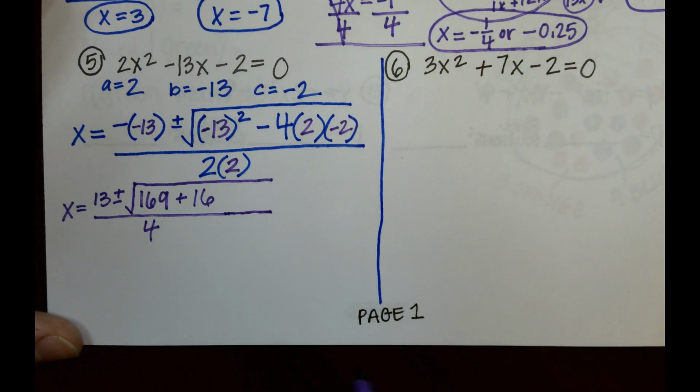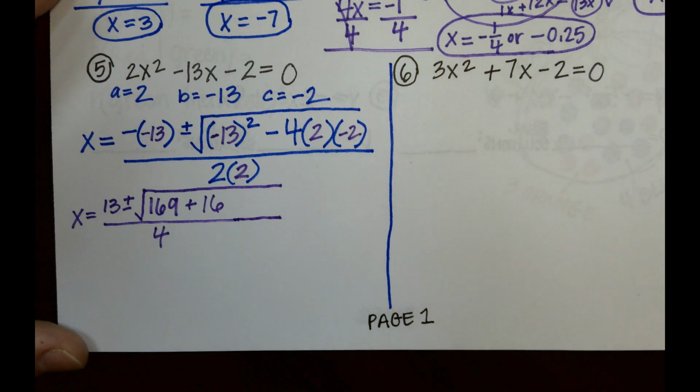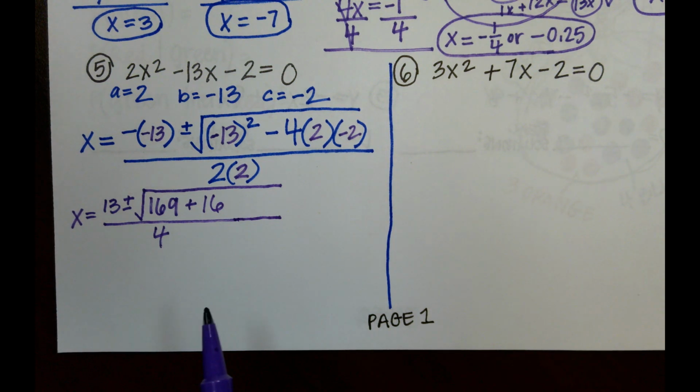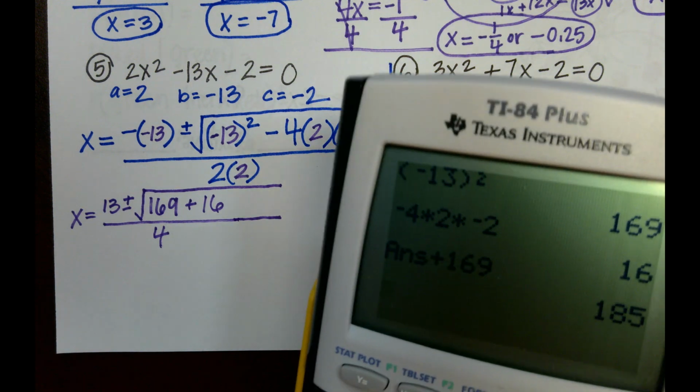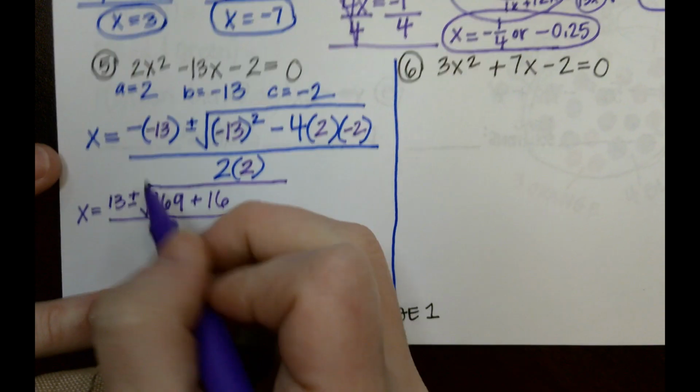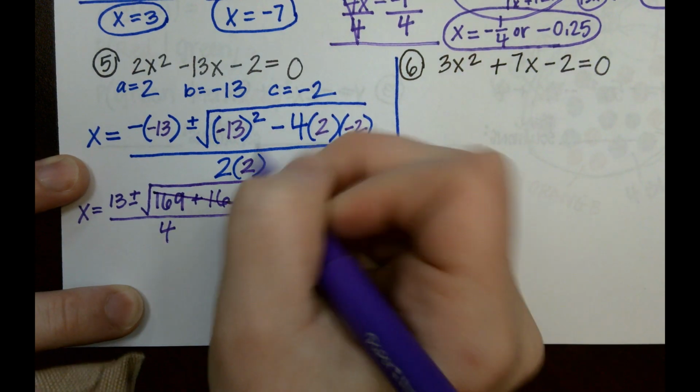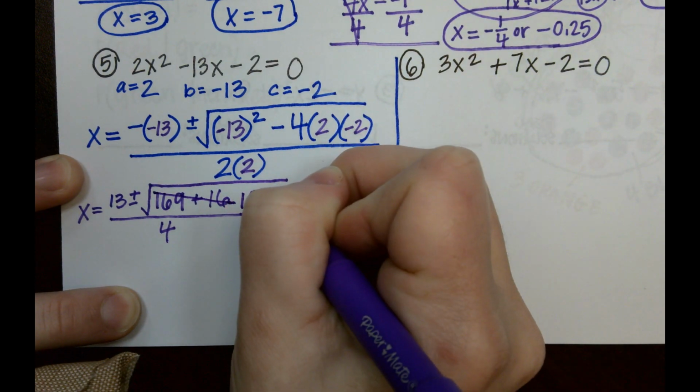Okay. So here's where we are. Can I simplify anything else? Add 169 and 16. Yeah, let's go ahead and add the numbers under the radical. So 169 plus 16, 185. Is that what you guys got? Okay, good. So I'm going to cross that out and write 185.